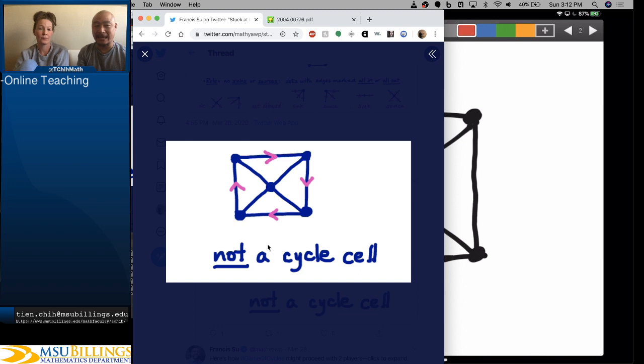Just to clarify one thing, he draws another picture here. When we talk about a cycle cell, this doesn't count. This is a cycle, but this doesn't count as a cell because there are cells inside of it. We want the smallest, minimal cells.